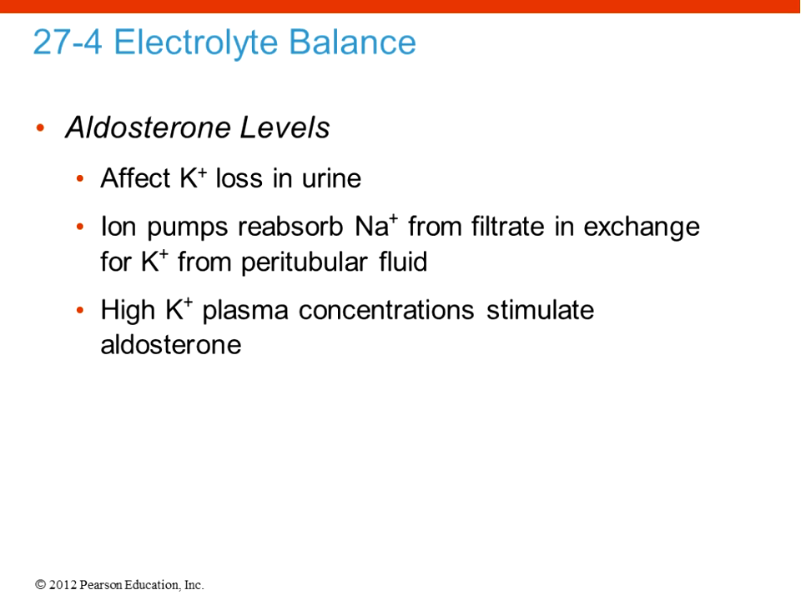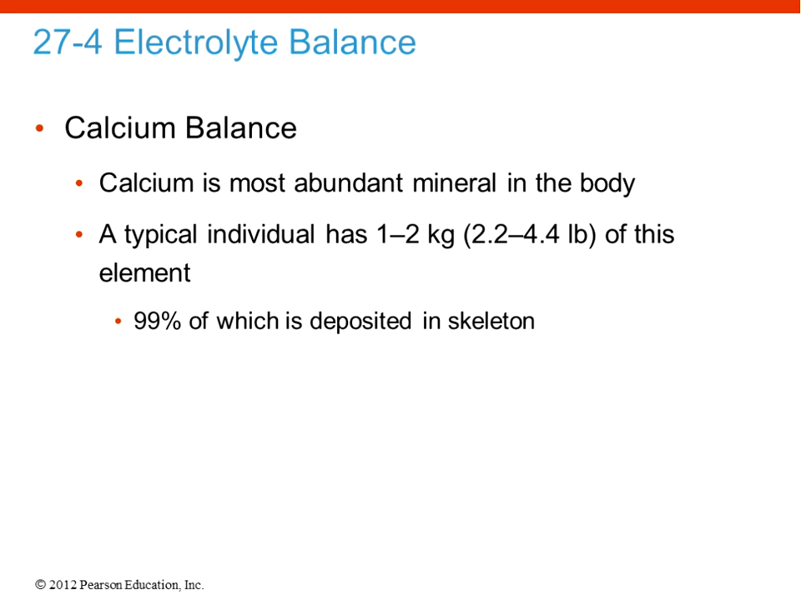Aldosterone levels affect potassium loss in the urine. There are ion pumps that reabsorb sodium from the filtrate in exchange for potassium. So the sodium-potassium pump is in part activated by the hormone aldosterone. So lots of potassium in the plasma is going to stimulate the production of aldosterone, and when that's been stimulated, we're going to reclaim or retain more of those sodium ions, and then we kick them out in exchange for potassium. So we want to keep the sodium, but we're going to kick out the potassium.